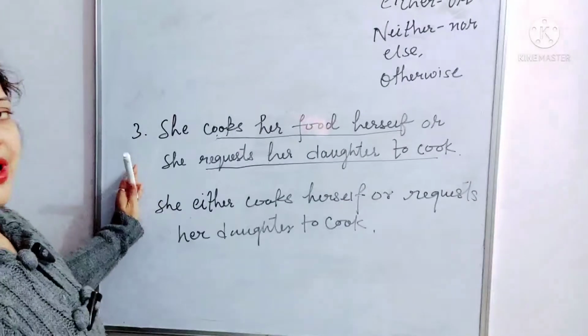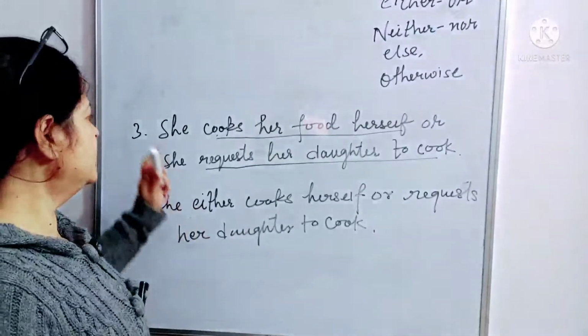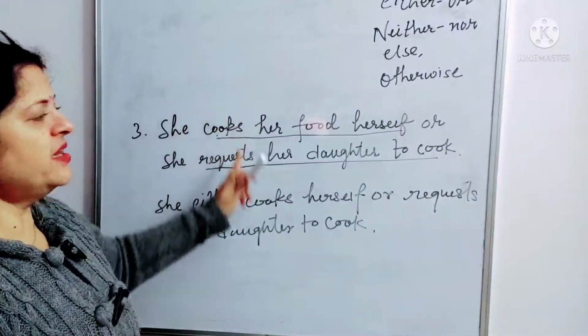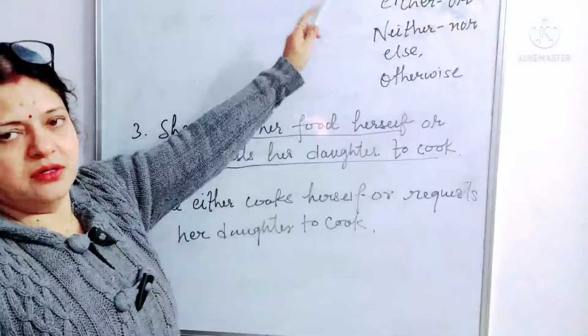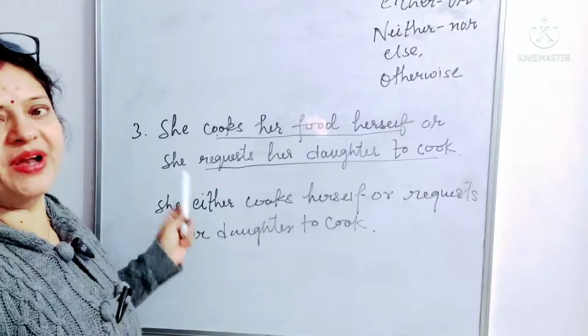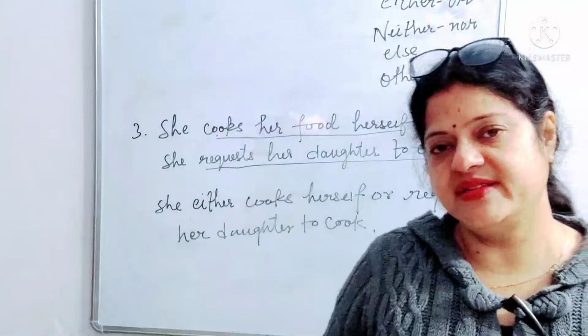So I think it has become clear to you. I'm again repeating the same thing, that the subject she is same but the predicate part is different. So we are putting this conjunction either or before these two predicates. Okay. Now it has become a compound sentence.